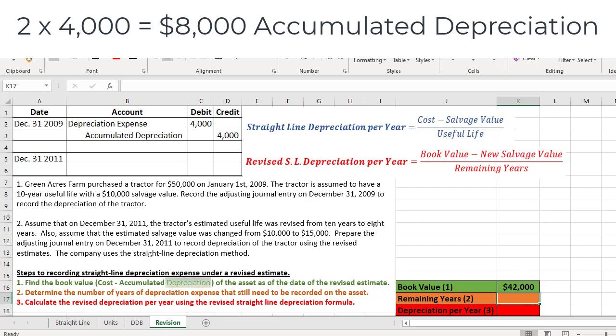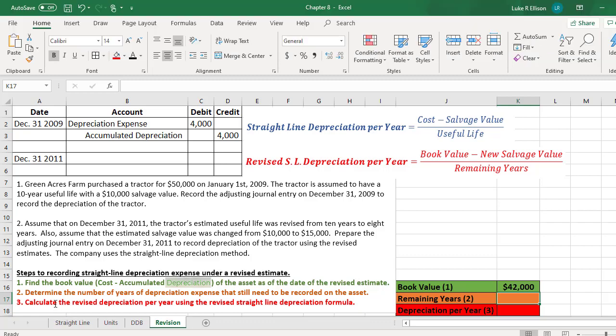to give us a book value as of the date of the revised estimate of $42,000. Alright, so step 2 says determine the number of years of depreciation expense that still need to be recorded on the asset. So if we read closely here, they say that the tractor's estimated useful life was revised from 10 years to 8 years. And we already said just a moment ago that we've already recorded 2 years worth of depreciation expense, right? For 2009 and 2010 already would have been recorded. So since there's 8 years in total now, minus the 2 years that have already been recorded, that means the remaining years are, well, 8 minus 2 is 6 years.